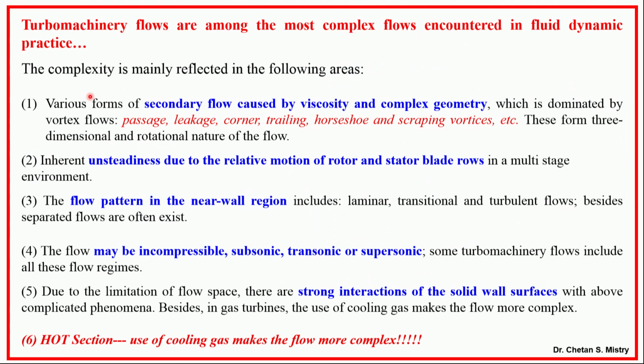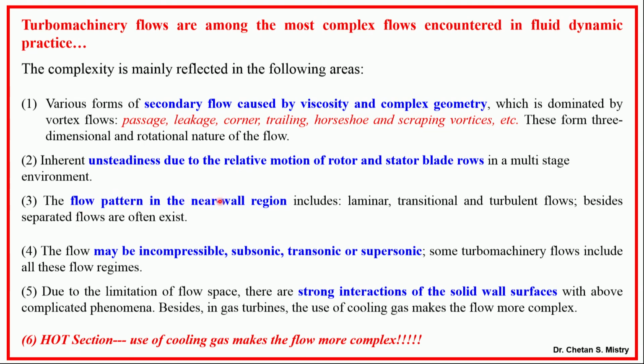So, this morning what we discussed: the very complex flow dynamics we observe in turbomachinery is because of secondary flow. That secondary flow is because of viscosity and complex geometry. It is made up of passage flow, leakage flow, corner flow, trailing flow, horseshoe vortices, scraping vortices. All this together gives the three-dimensionality to your flow. Inherent unsteadiness is due to the relative position between rotor and stator. Slowly we will be moving towards that condition.